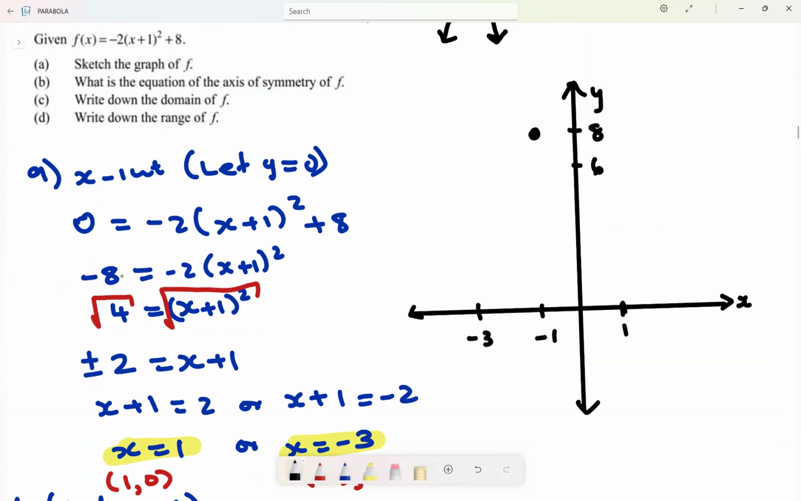Something like that, I guess. So now can I join? Do you remember this is -1 and 8? This is my turning point. Now, can I join? How do I join?